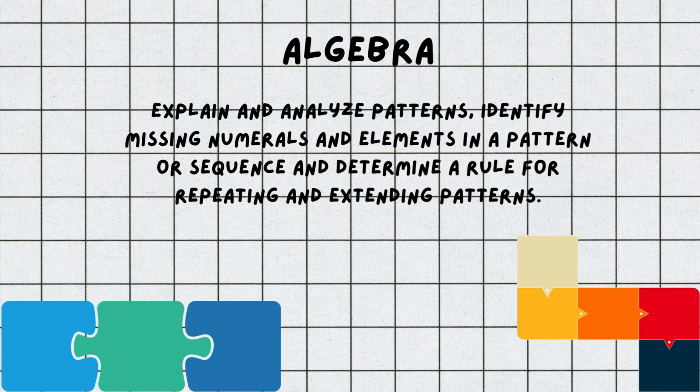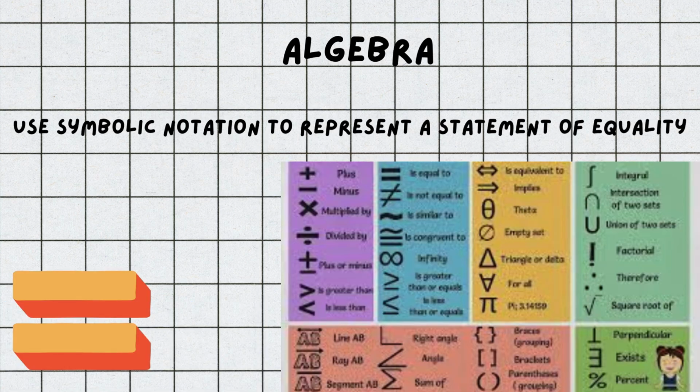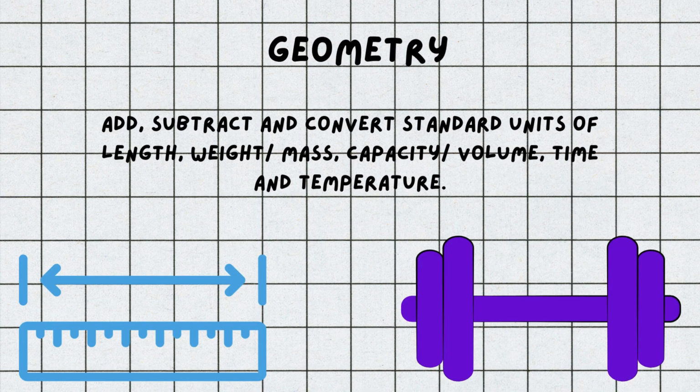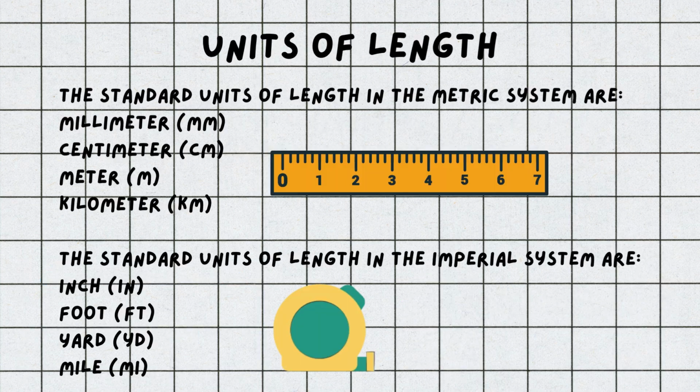Algebra. Explain and analyze patterns, identify missing numerals and elements in a pattern or sequence, and determine a rule for repeating it. Use symbolic notation to represent a statement of equality. Add, subtract, and convert standard units of length, weight/mass, capacity/volume, time, and temperature.